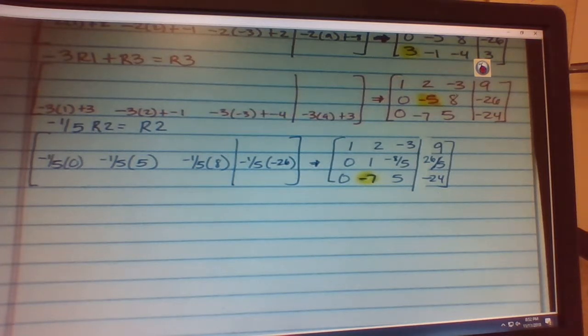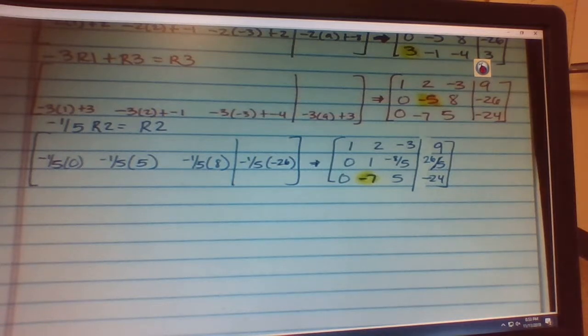What's going to be the math equation that's going to make that negative 7 a 0? Which row do you have to multiply? The top row, row 1. So we're going to use the second one, row 2. Why would you use row 2?